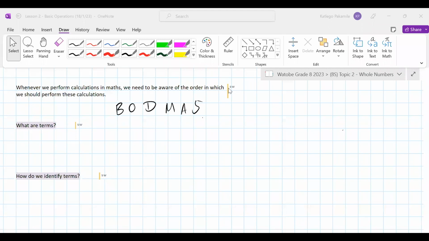Okay, Buitu, I'm guessing you want to tell me what terms are? Terms are divided by plus and minus. Okay, that's what separates them. That answers our second question. So they are separated by addition or subtraction. But who can tell me what are they? How would you describe what terms are?